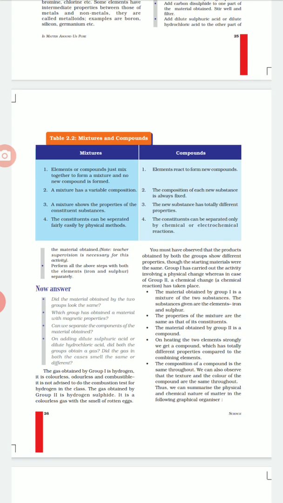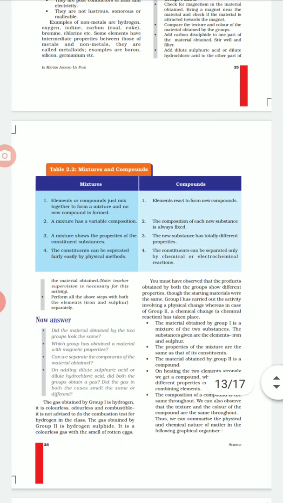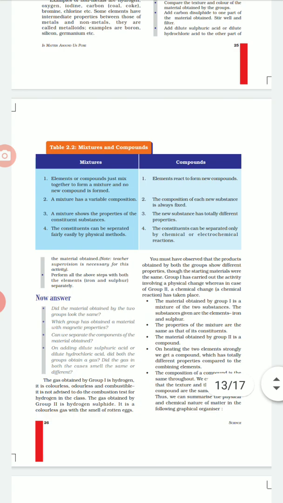So next, the properties of a mixture are the same as those of its constituents. Here we are going to discuss mixtures. You can clearly see the difference given between mixtures and compounds. The properties of a mixture are the same as those of its constituents. The material obtained by group 2 is a compound.